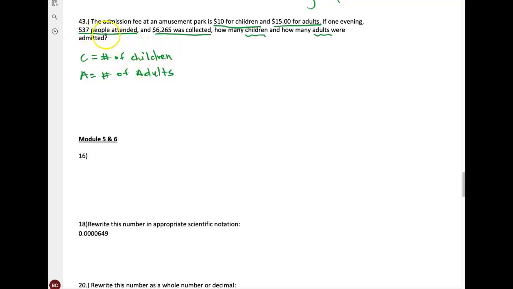All right, so let's look at this first part here, because oftentimes this is the one that a lot of people have a hard time figuring out the equation for, because all it says is there's 537 people that attended.